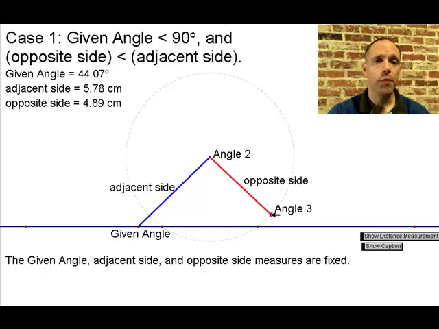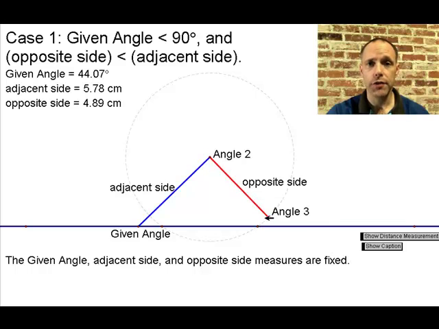This diagram represents what happens in the third and most difficult part of the law of sines. Here, again, we have an acute angle, and our opposite side is shorter than our adjacent side. And if you look carefully at the circle that I have imposed on the diagram, you'll notice that it intersects the baseline in two different places.